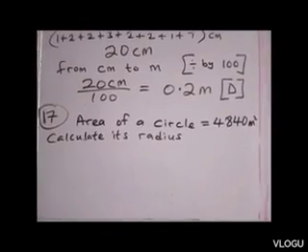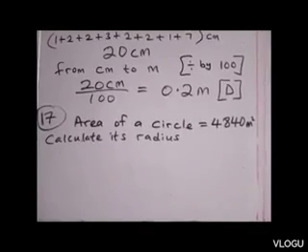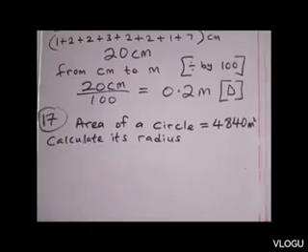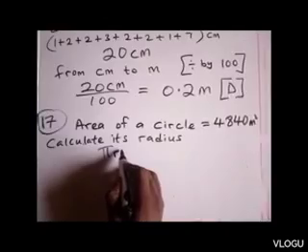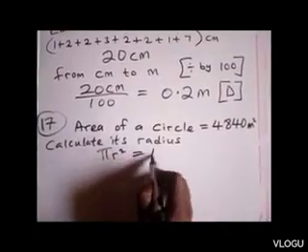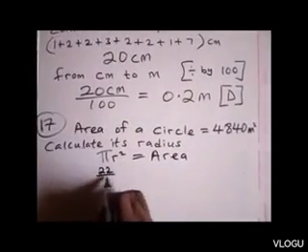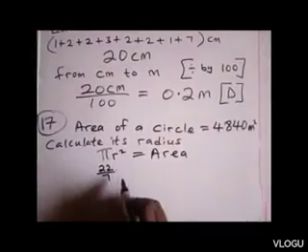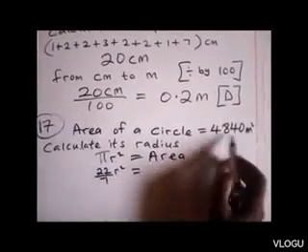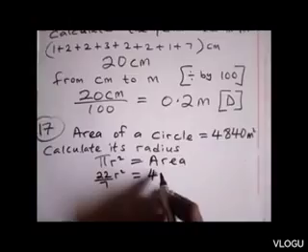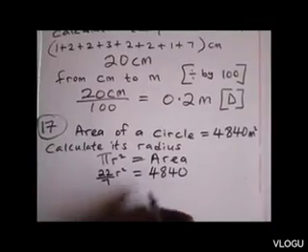Question 17. Calculate the radius of a circle if the area of that circle is 4,840. And we know that the formula for area of a circle is pi r squared equals area. Pi is always represented by 22 over 7, or 3.14 approximately. So 22 over 7 r squared is equal to the area given to us here, 4,840.